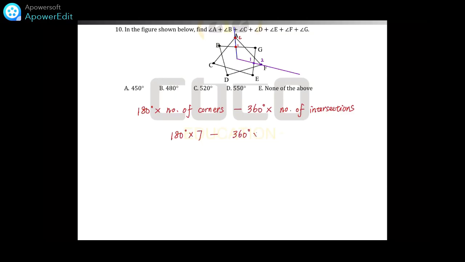So it's 360 times 2. So we get 1260 minus 720. The answer is 540. So we choose option E.